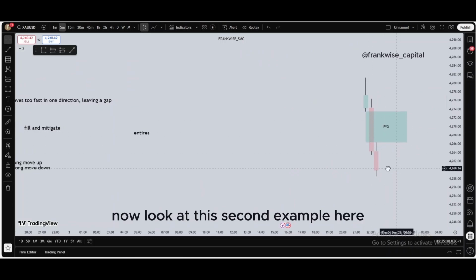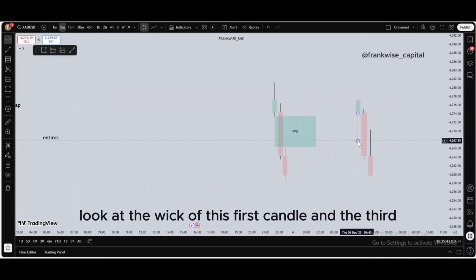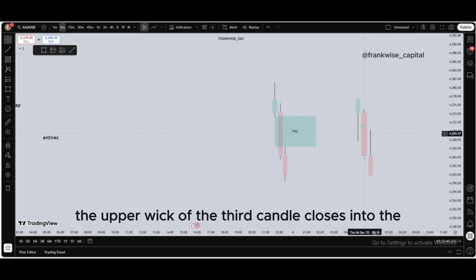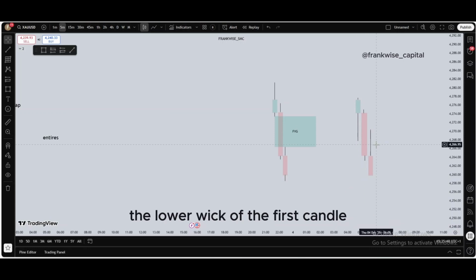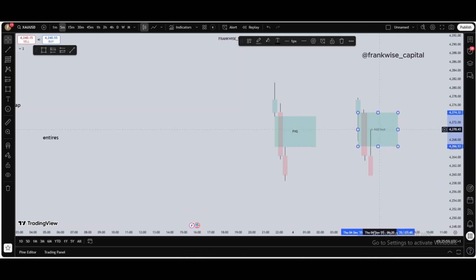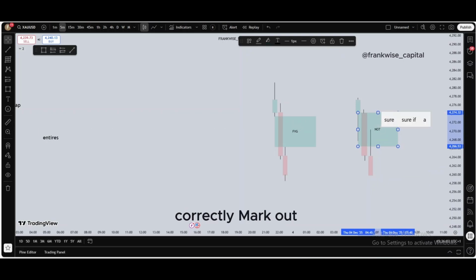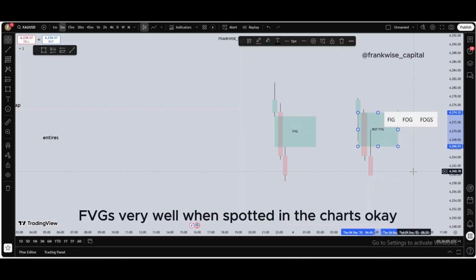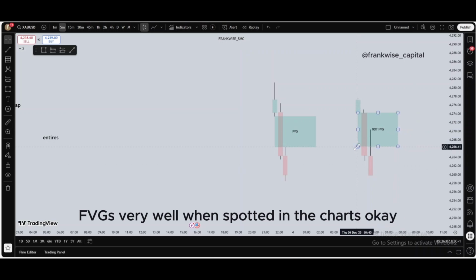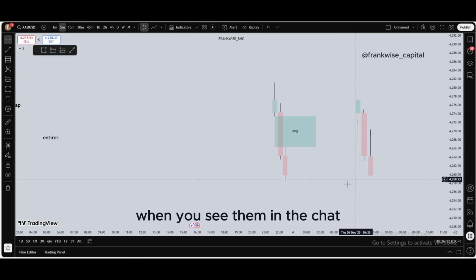Now look at this second example here. Now look at the wick of this first candle, and the upper wick of the third candle closes into the lower wick of the first candle. So basically, this is not an FVG. So pay close attention and correctly mark out FVGs very well when you spot them in the charts.